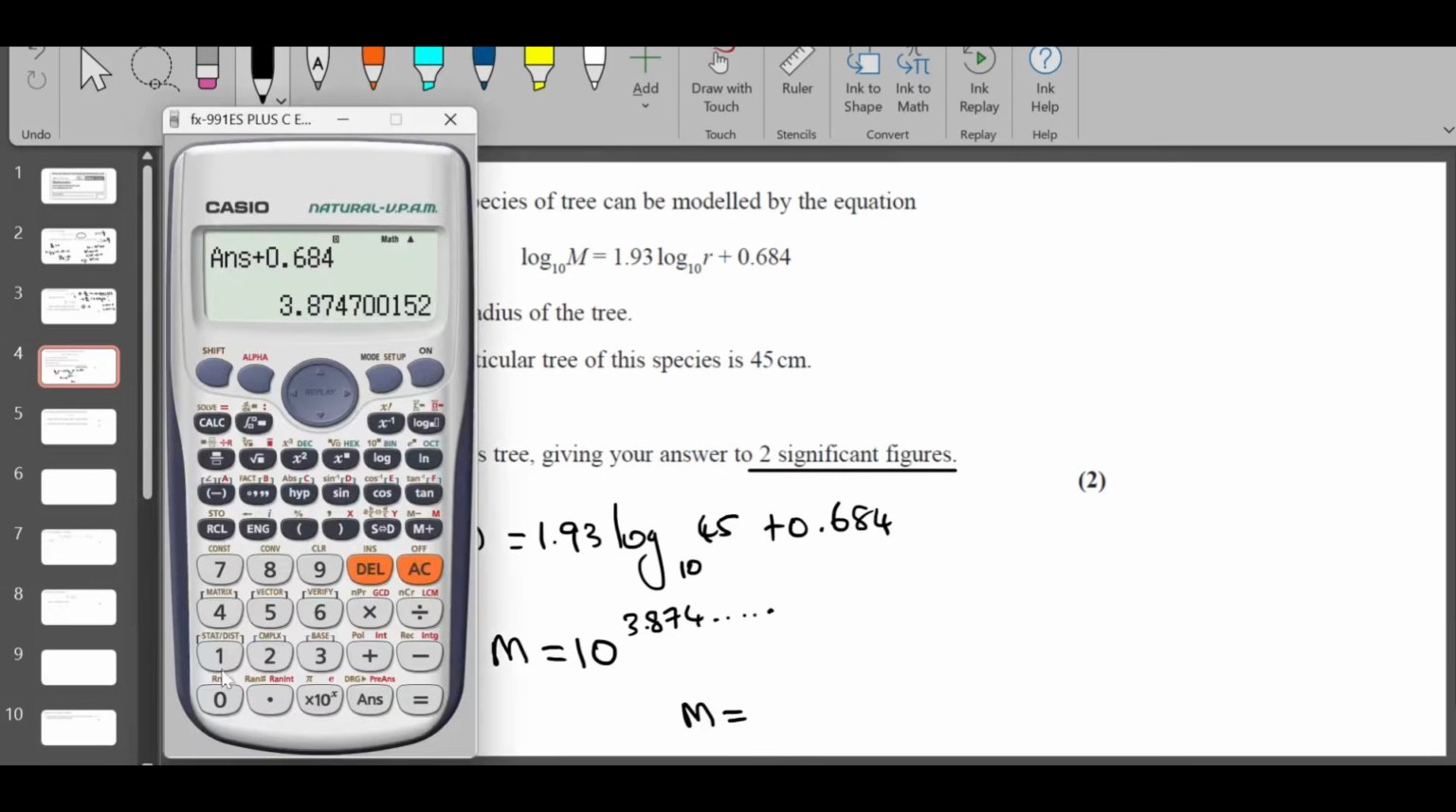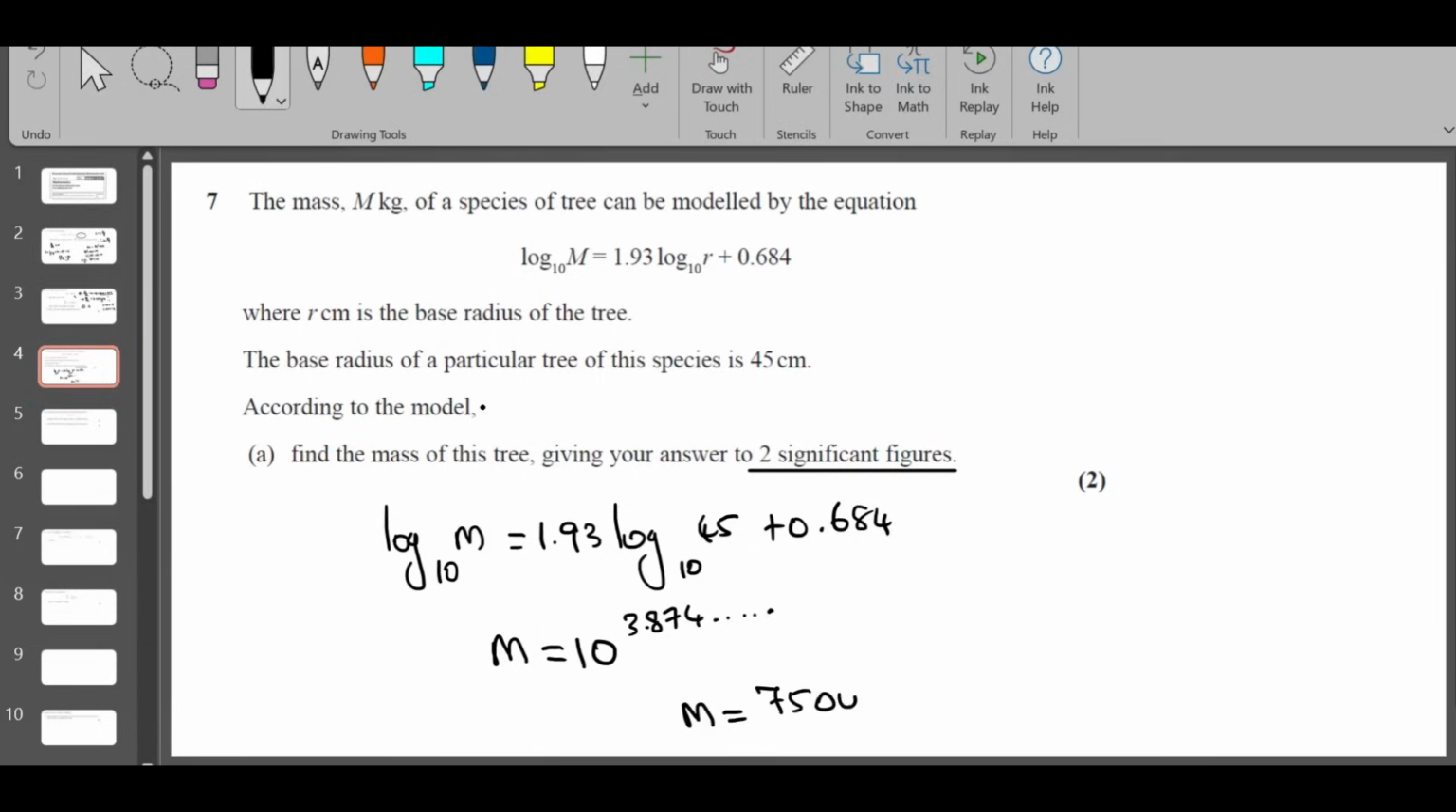So 10 to the power answer. They want the answer to two significant figures. So when you round it to two significant figures, you will get 7500. The unit is kilogram. That's the answer. Just a 2-mark question.